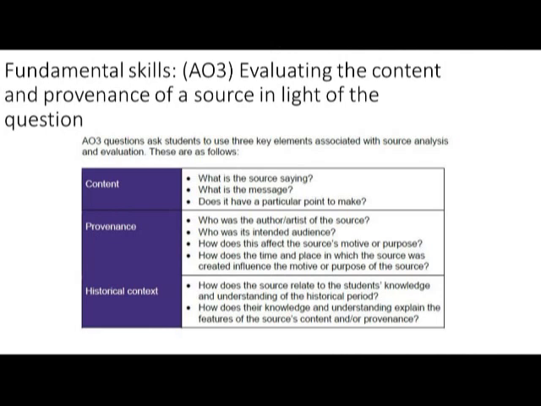Okay, so we don't know how the origins of the Cold War is going to come up. It could come up as the source questions. It could come up as the 16 marker or the 8 marker.